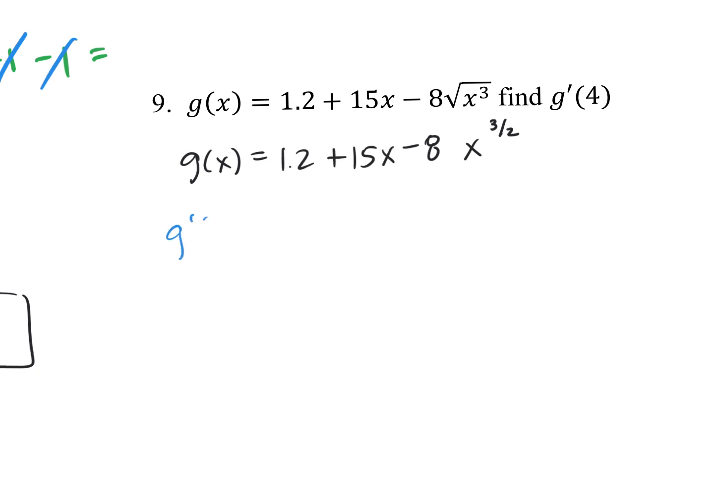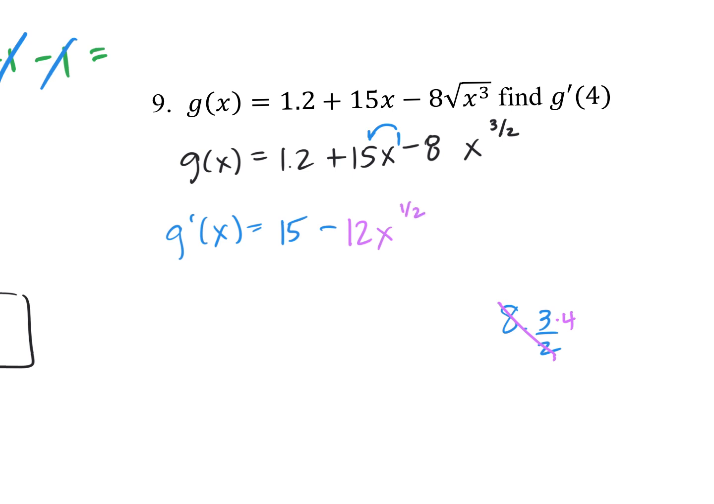We've got to go find this with respect to x first, you guys. What is g prime? What is the derivative of 1.2? A constant. Nothing. What's the derivative of 15x? 15. What's the derivative of minus 8x to the 3/2? You guys, we got to bring that 3/2 times that 8. So I'm going to write it right here. 8 times 3/2. How I like to think of this, what's 8 divided by 2? 4. 4 times 3? 12. 12x to the, what's 3/2 minus 1, or 3/2 minus 2/2?